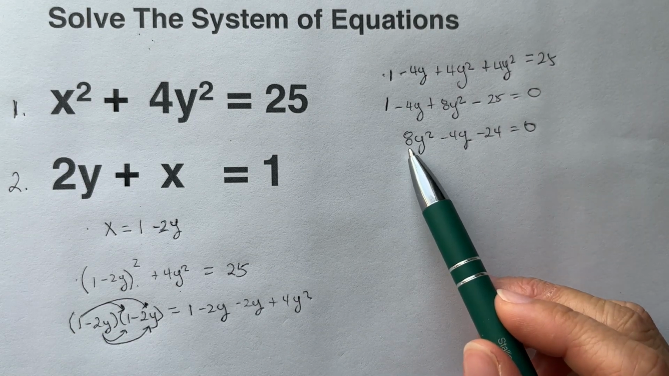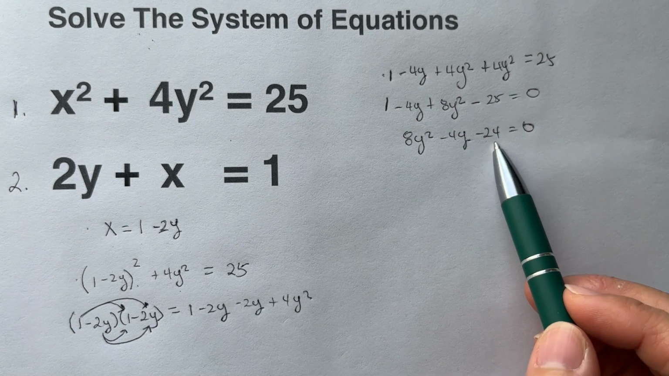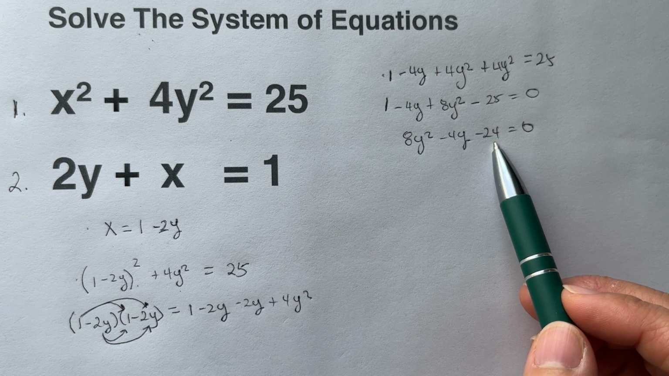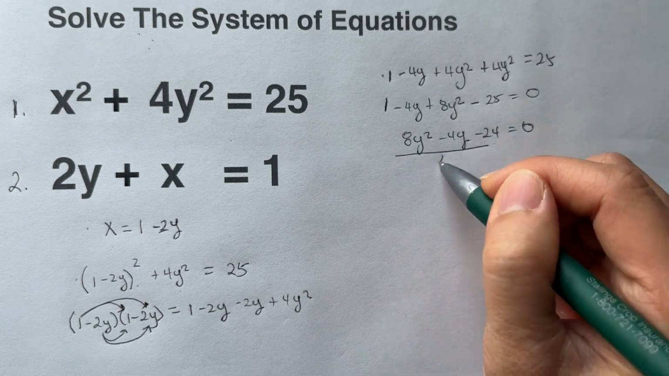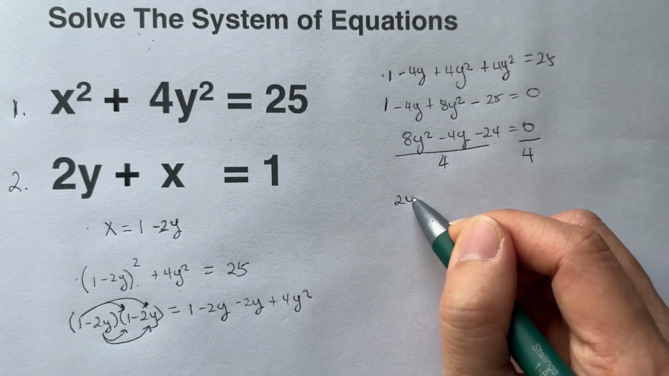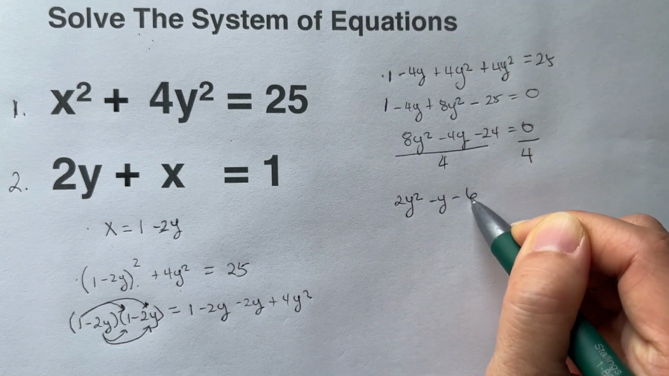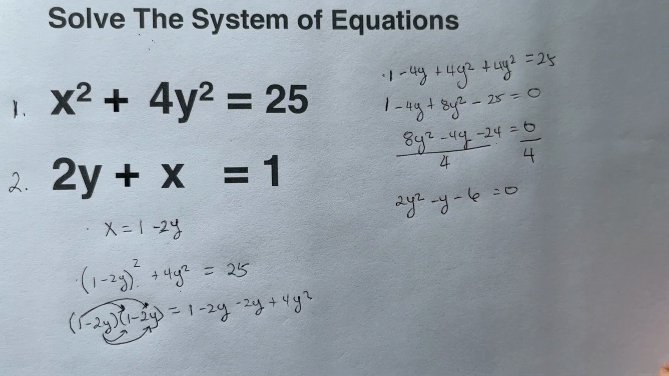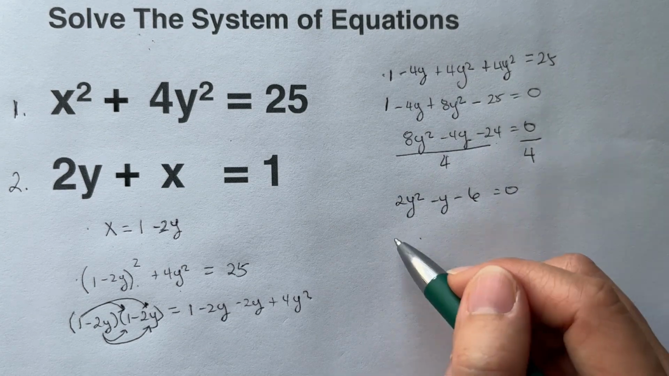And if you notice, 8, 4, and 24 are all divisible by 4. So let's do that. We can divide the left by 4 and the right by 4. This becomes 2y squared minus y minus 6 is equal to 0. And we're going to factor this out.